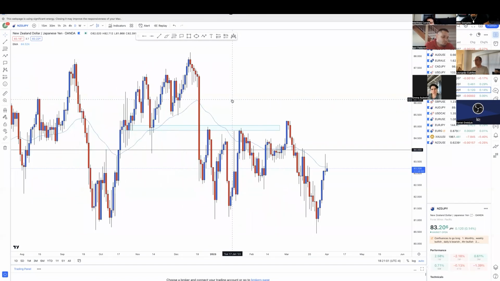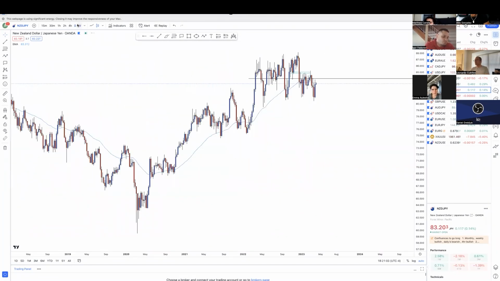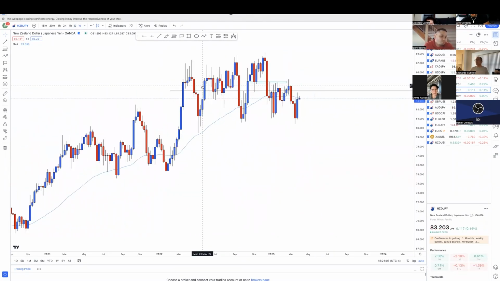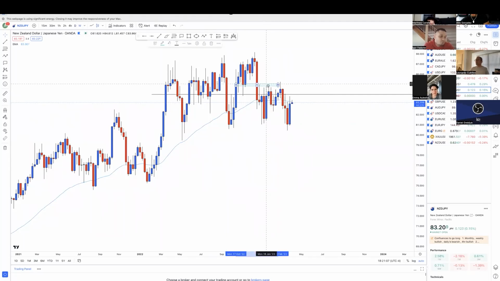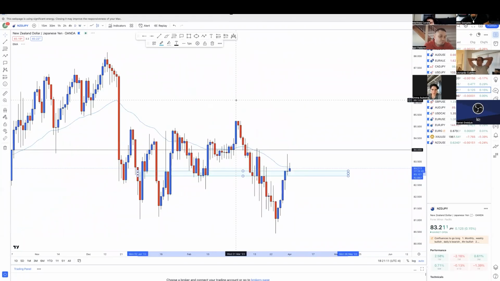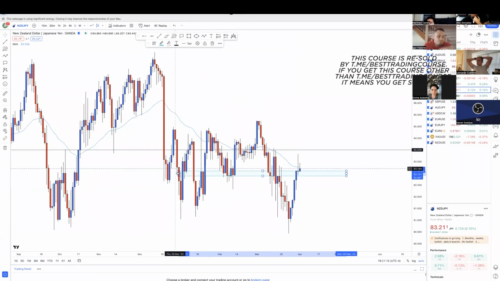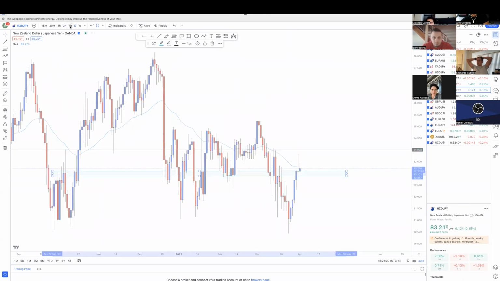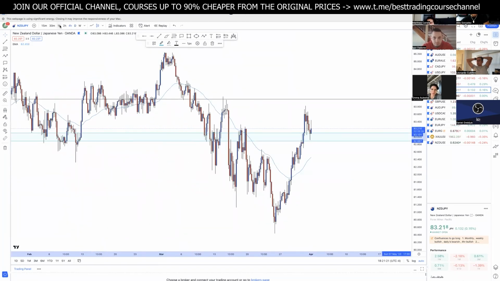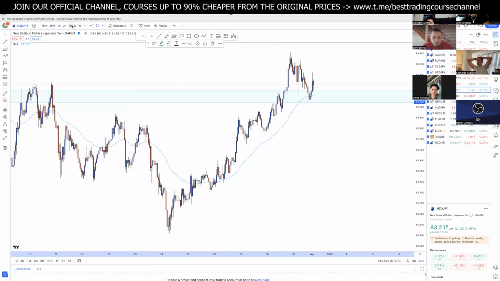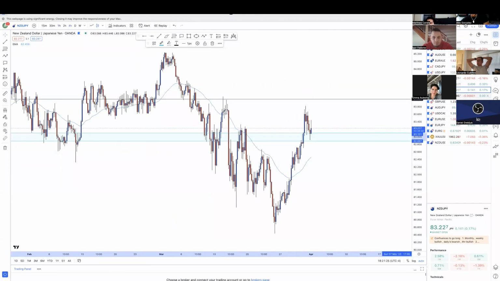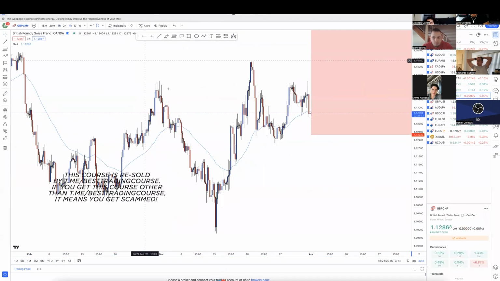NZD JPY, I'm sure it looks very similar, right? Because it's a JPY pair. Very solid as well. We're at a very nice structure point right here. Daily, we have a very beautiful rejection candlestick. See, we keep going. 4 hour, 1 hour. Yeah, I like how CAD JPY looks better if I were to pick.